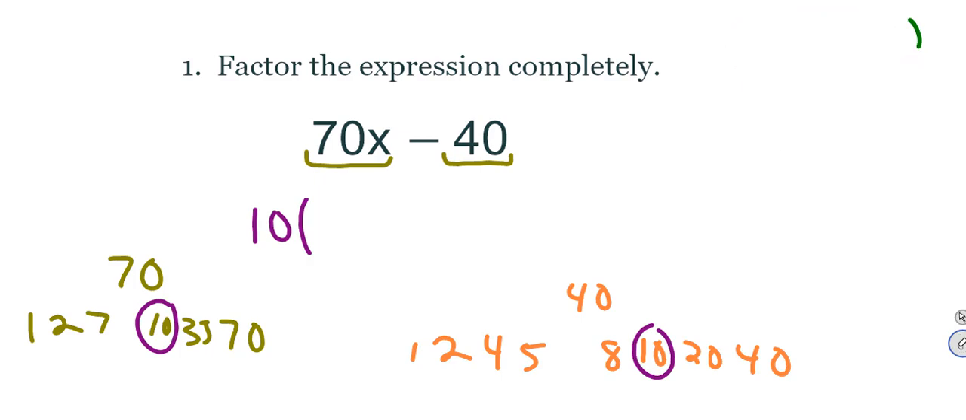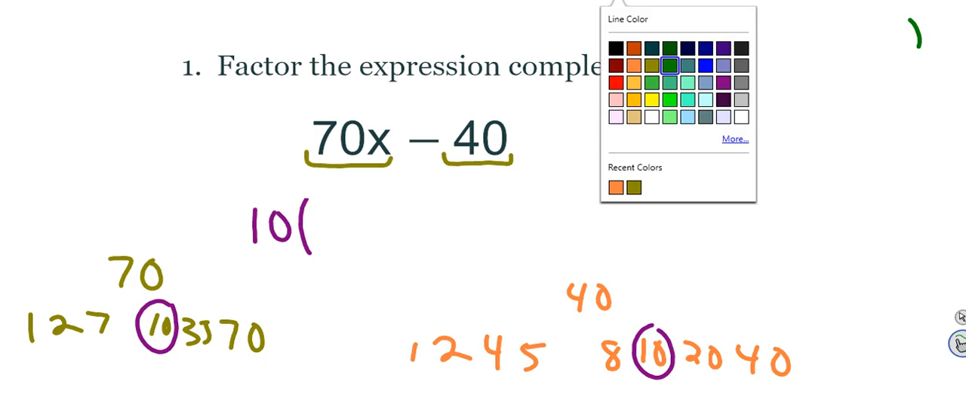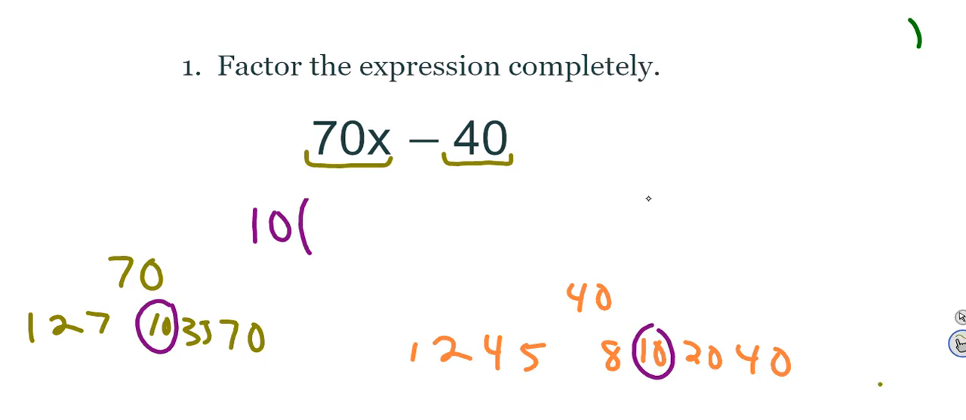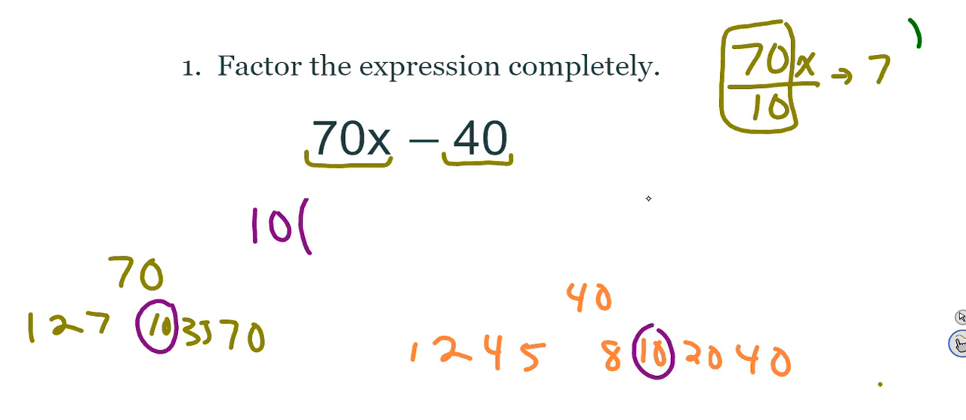So here's what we're saying. We're like, okay, so I had that 70x, and now I'm going to divide it by 10. So 70x divided by 10. Well, I pick up my calculator or do it in my head. 70 divided by 10 is 7. Now see that x? That x is still there. So that is part of what I put in here.